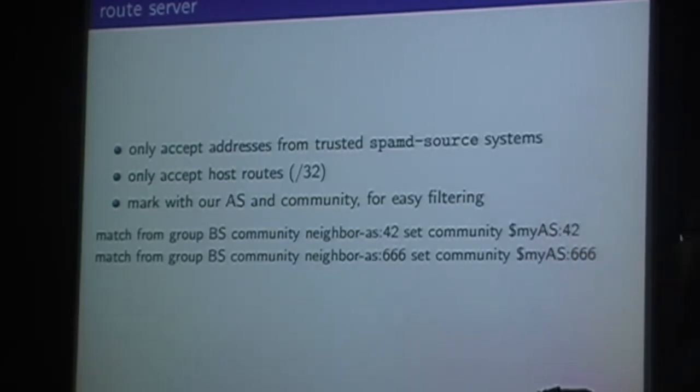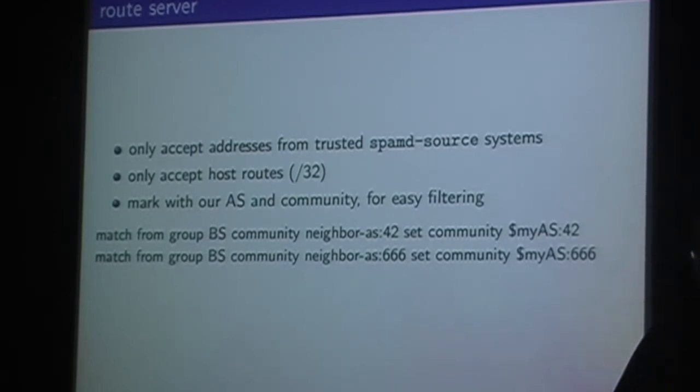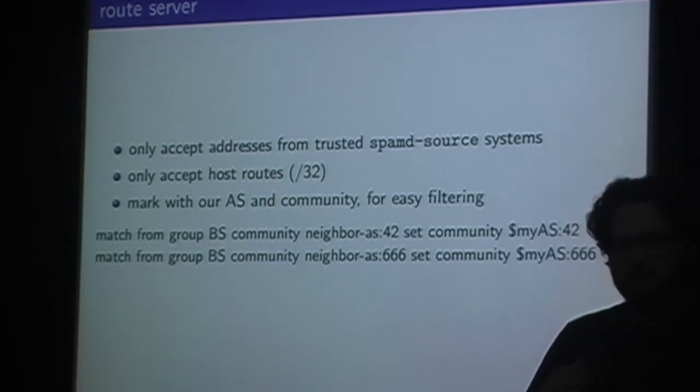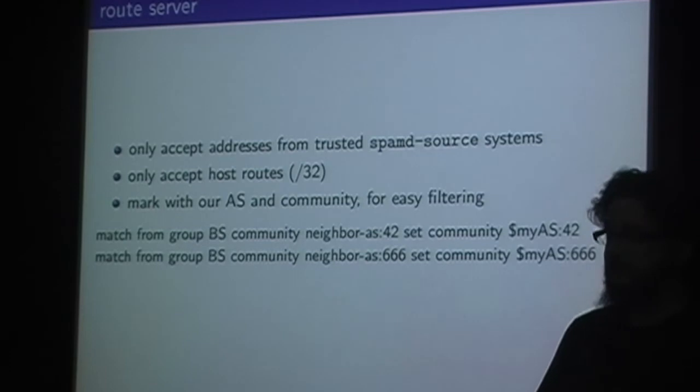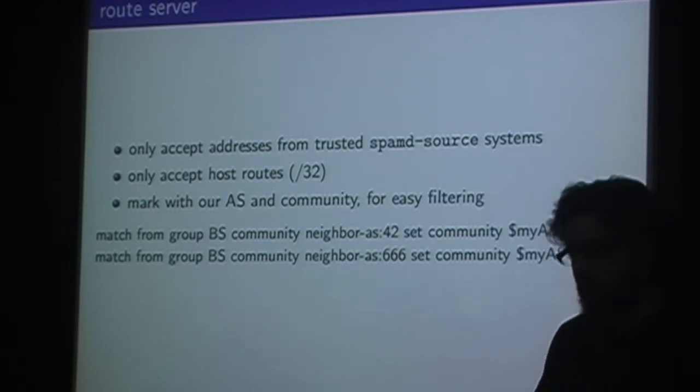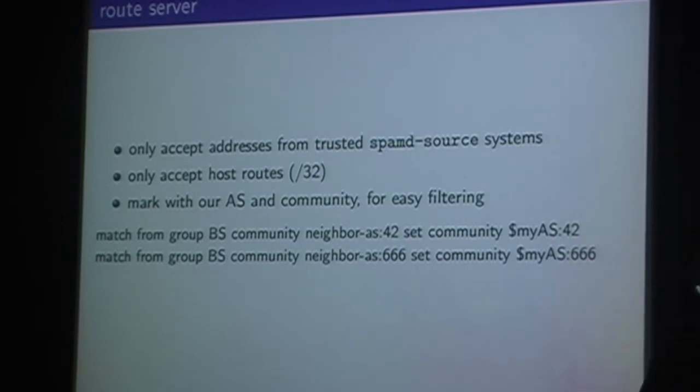So we only accept addresses from the SPAMD source systems. We do not allow the peers, or rather the client systems, to inject any information into this network. We also only accept host routes. We want to make sure that a sending server cannot accidentally blacklist or whitelist entire subnets. If they want to do it by hand, you want to be conservative and make this type of behavior difficult to do.